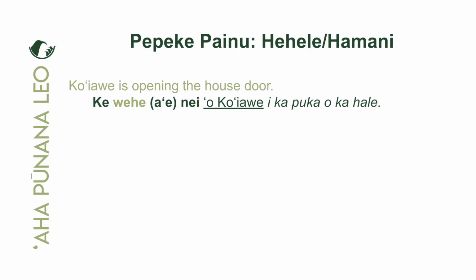Who is doing this action? O Ko'iave. Ko'iave is the piko. It is an ioa kuhane, so we have to mark that ioa with the okina o, also called the ami piko o, marking the piko when it's an ioa.